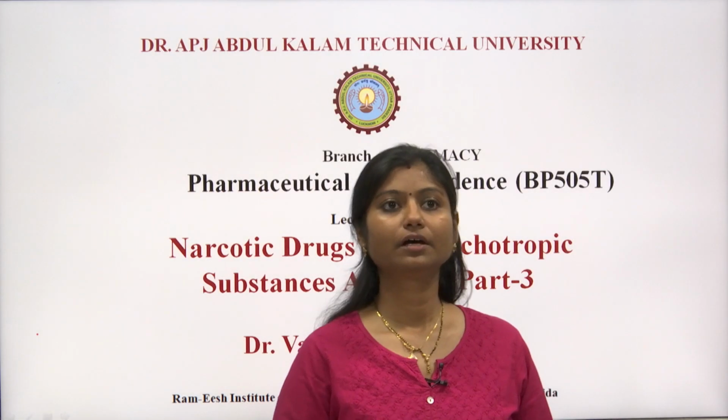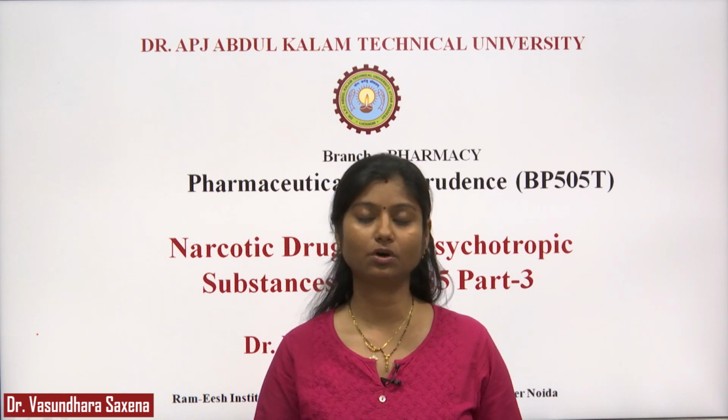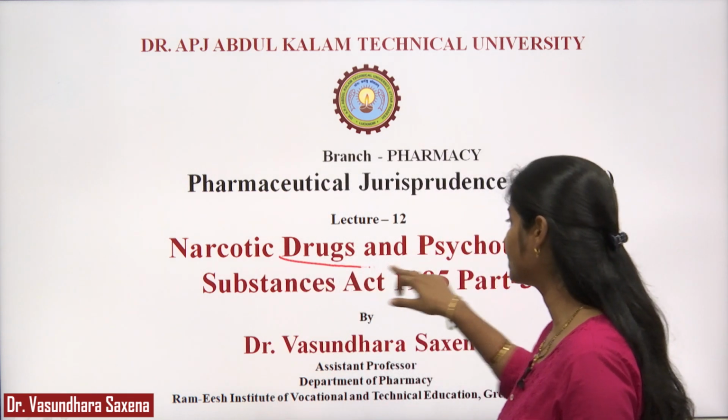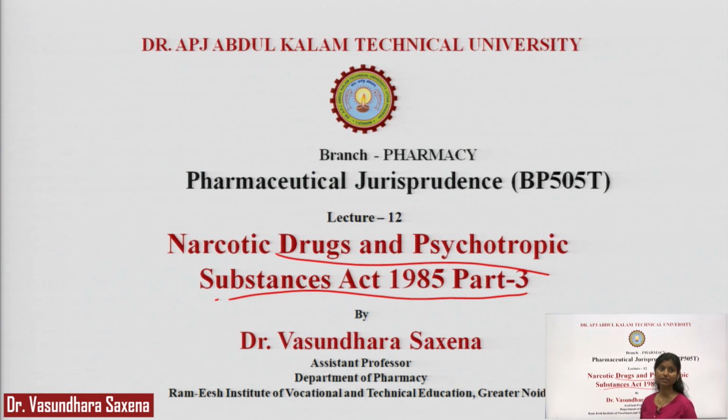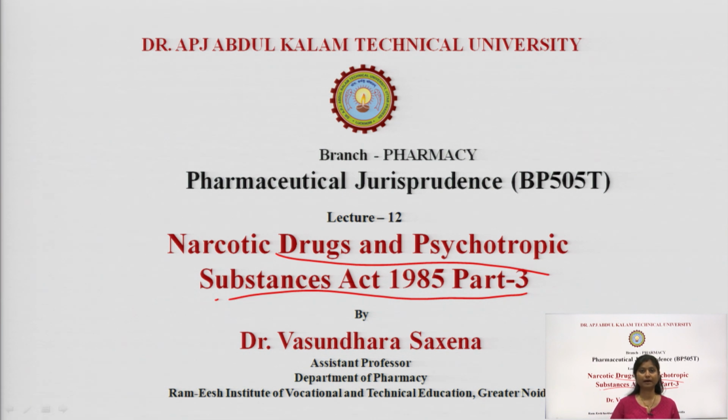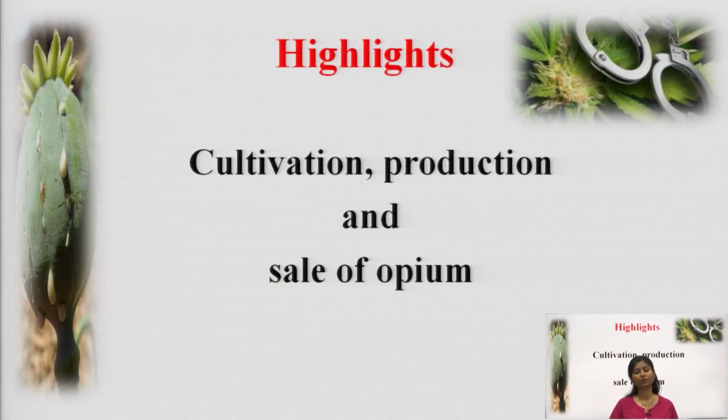Hello friends, now I am back with my third lecture on the Narcotic Drugs and Psychotropic Substances Act, Part 3. Till now I have covered history, objectives, definitions, as well as the Narcotics Control Bureau and the funds, how they are generated and how we utilize them. So over here I will be describing the cultivation, production and sales of opium.